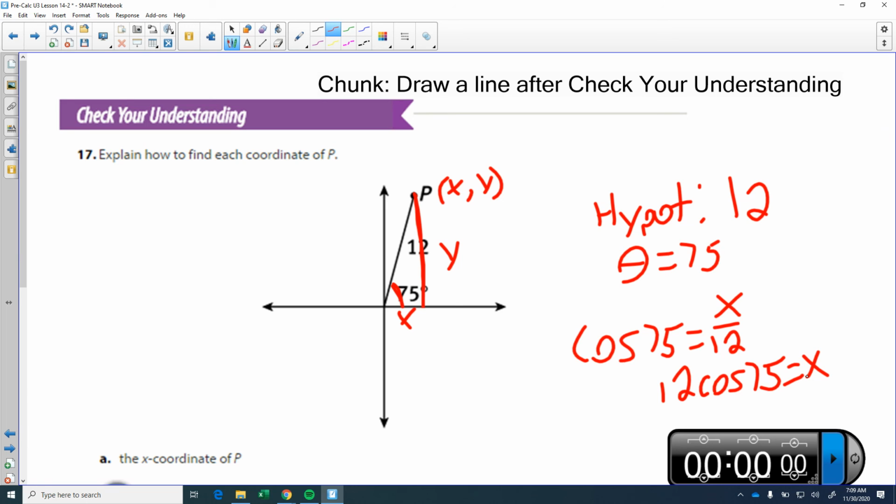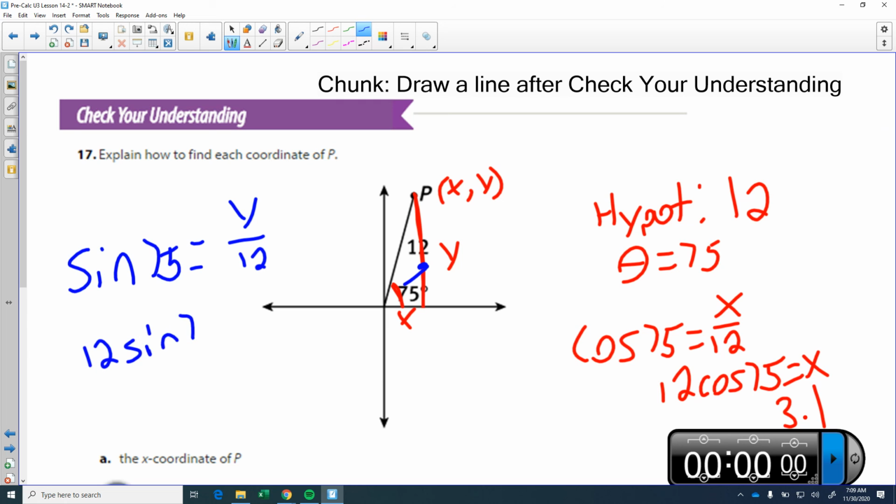Hold on, I gotta get my calculator out. Turns out to be 3.1. And then I would just do the same thing with my y, but now I'm going to use opposite over hypotenuse. So that's my sine. Sine of 75 equals the opposite, which is y, the opposite side of the 75 degree angle, over 12. Multiply that 12 over to get 12 sine 75 equals y.